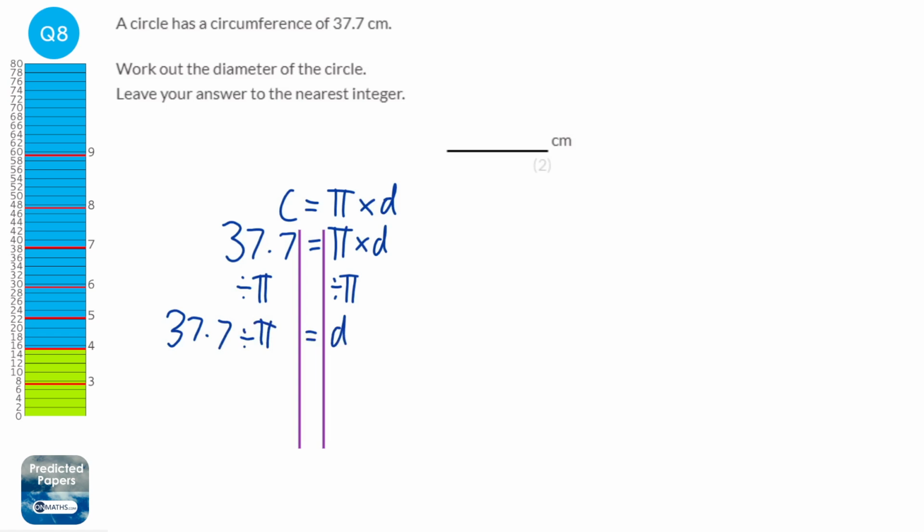And so that is, when you round, well, it's 12.00 blah blah blah. Round to the nearest integer, that would be 12 centimeters. And we can try it by typing in 12 times pi, and we get what would round to 37.7.